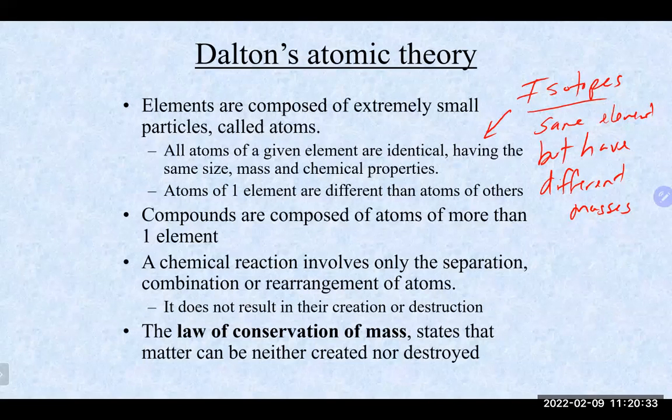He also said that atoms of one element are different than atoms of others, and that is correct. If you have an atom of iron, it is different than an atom of carbon or copper. He said that compounds are composed of atoms of more than one element, which is correct, as we've been talking about. When a chemical reaction basically takes place, the only thing that happens is we get a rearrangement of the elements. And that is correct.